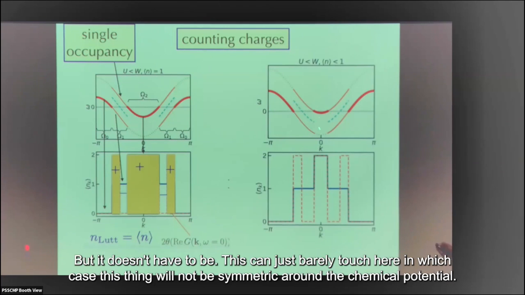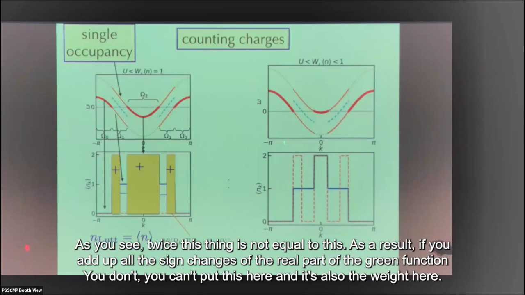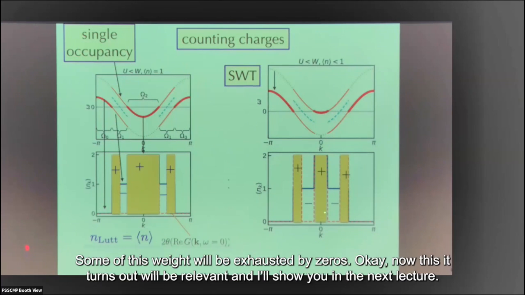But it doesn't have to be. This can just barely touch here, in which case this thing will not be symmetric around the chemical potential. As you see, twice this thing is not equal to this. And as a result, if you add up all the sign changes of the real part of the Green function, you can't put this here and exhaust all the weight here. Some of this weight will be exhausted by zeros.